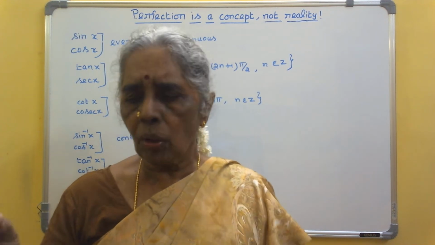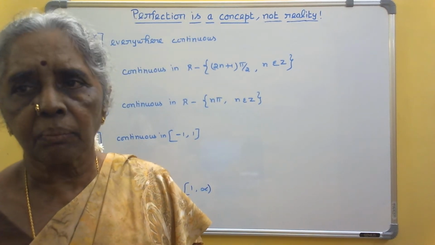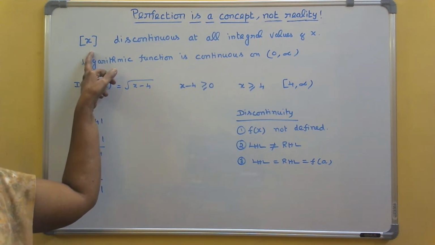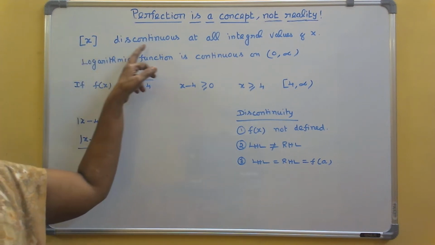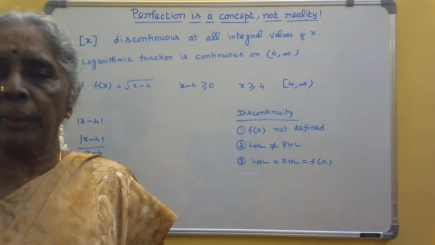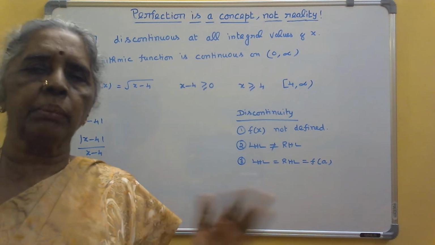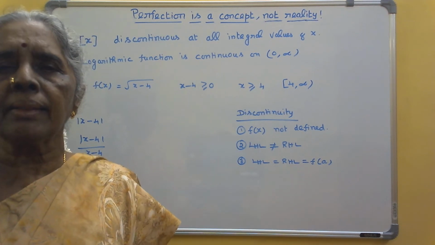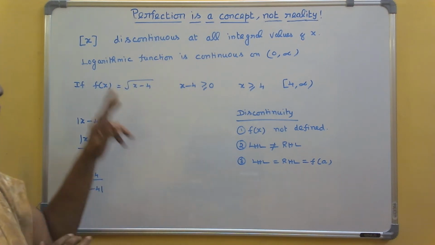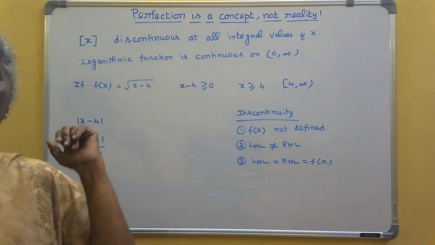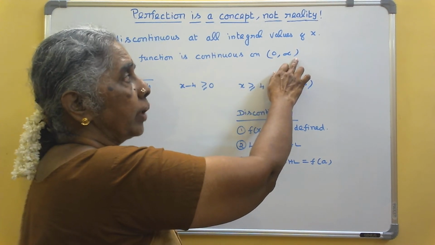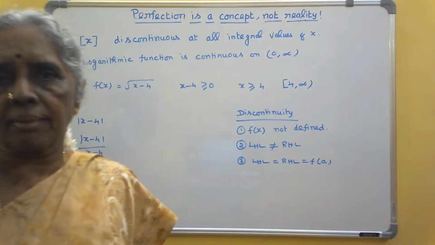Now just a few more concepts I have to tell you regarding some other functions. This is called the greatest integer function, [x]. This function is discontinuous at all integral values of x. That means for 1, 2, 3, -1, -2, -3, like that. For all integral values of x, this will be discontinuous. Then, when you consider the logarithmic function, it will be continuous on (0, infinity). 0 is not included, and this is also an open bracket. So you should remember this.